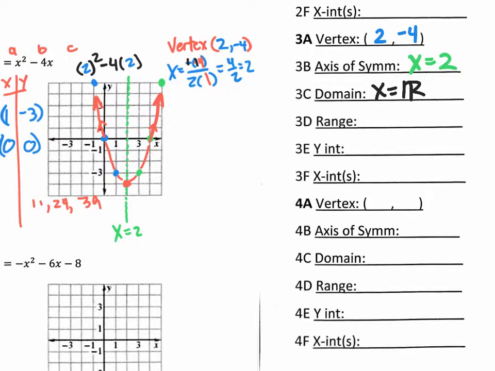And the range, y is it going to be greater than or equal to, or less than or equal to? Does it open up or does it open down? That's the question. It opens up, so what do you have? It has to be greater than or equal to, right? If the parabola is opening up, it has to be greater than or equal to the y value of your vertex, which, yes, is negative 4. Perfect.